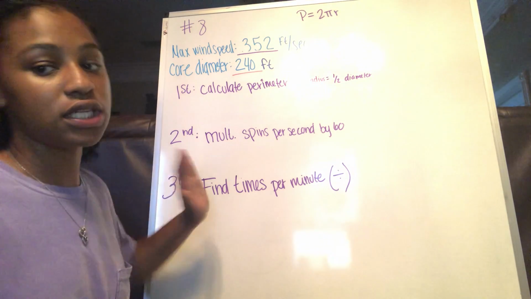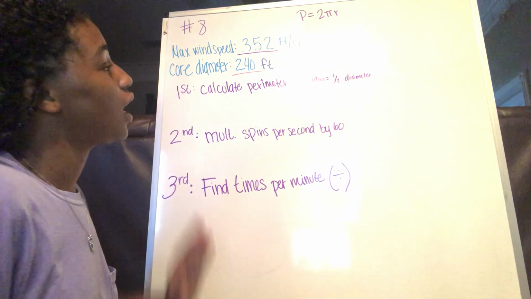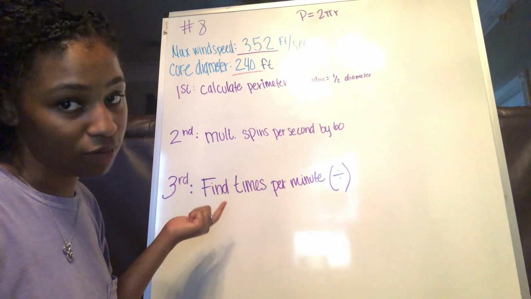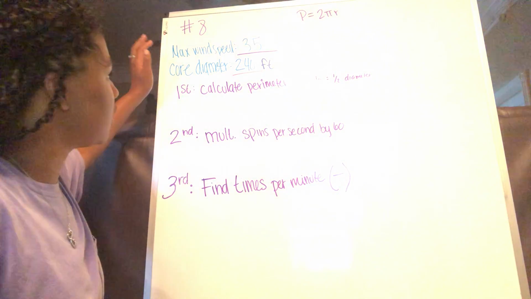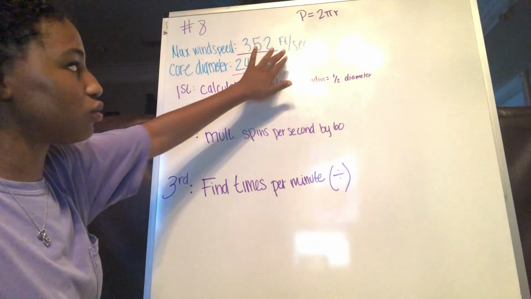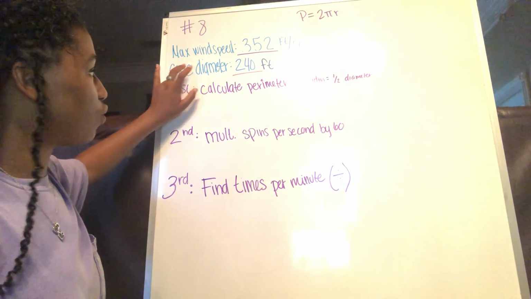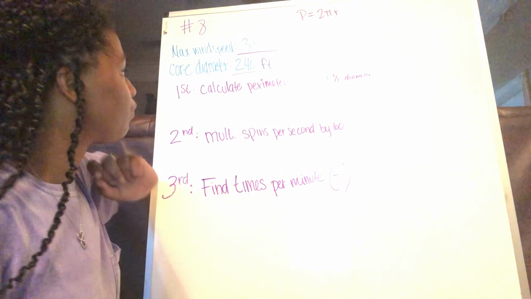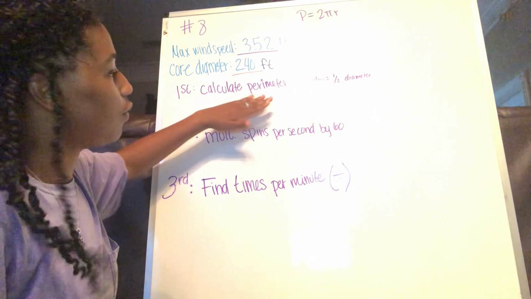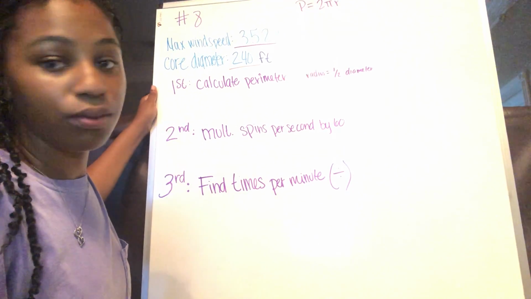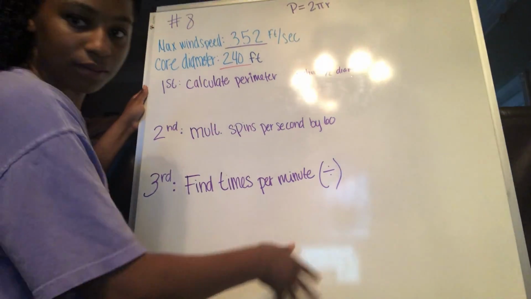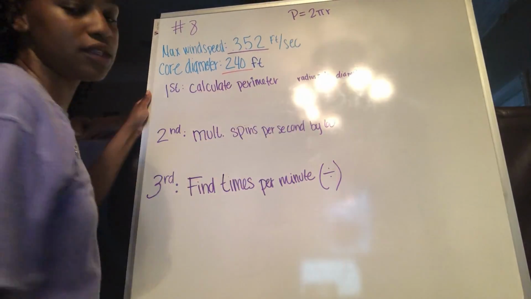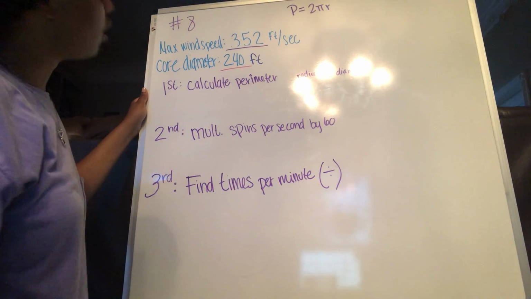So what I've already done is broken this problem into 3 steps, and I pulled out the important information that we're gonna need. So the 2 important things that you're gonna need from this problem is your max wind speed, and mine is 352, and then your core diameter, mine is 240. So the first thing that I said that we should do is find the perimeter. And to find the perimeter, if you don't remember, I've already wrote the formula right here at the top, and it's just 2 pi r.